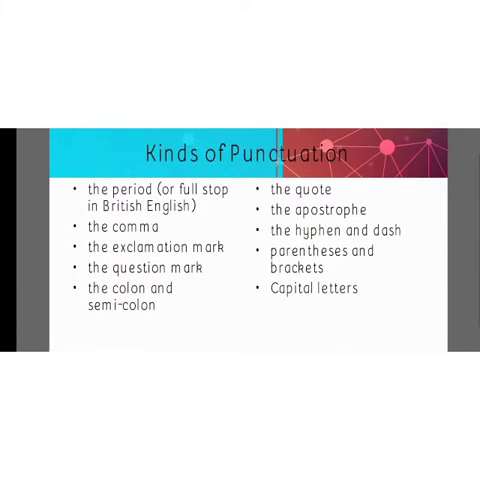After we know the meaning of punctuation marks, I will mention the kinds of punctuation marks. Namely, number 1, the period or full stop in British English. Number 2, the comma. Number 3, the exclamation mark. Number 4, the question mark. Number 5, the colon and semicolon. Number 6, the quotes. Number 7, the apostrophes. Number 8, the hyphen and dash. Number 9, parentheses and brackets. And the last, capital letter. But here I only explain 9 kinds of punctuation.